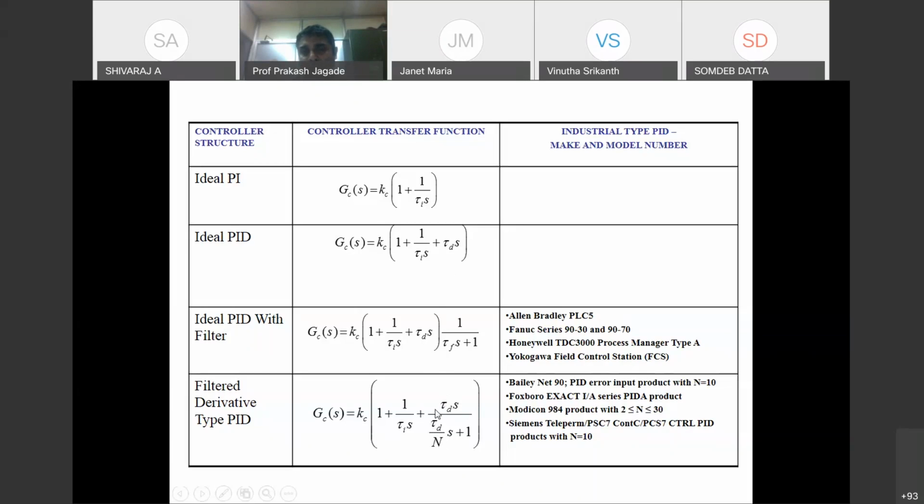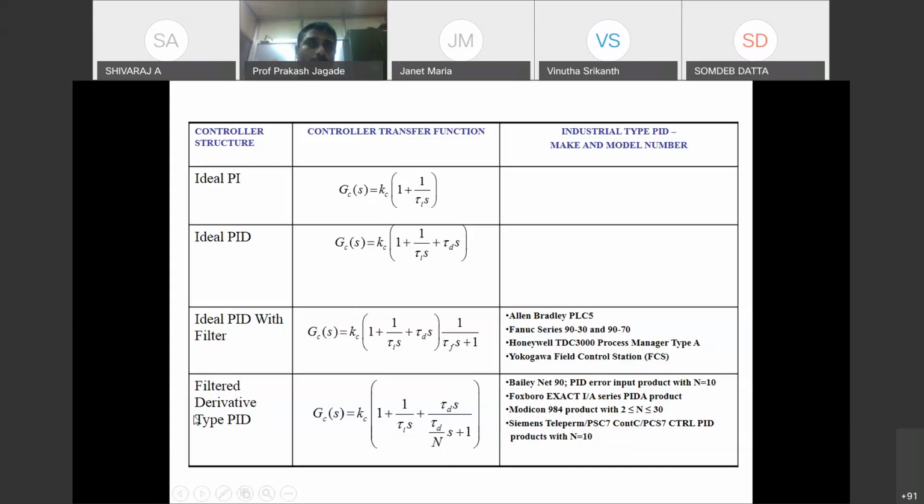As a result, this is nothing but a lag lead filter or an approximate differentiator, not an ideal differentiator. In ideal PID, we are using a pure differentiator, or an ideal differentiator, which is not physically realizable, whereas here tau d s by (tau d by n) s plus 1 can be viewed as an approximate differentiator or a practical differentiator. So with the help of this suitable modification, ideal PID, which is not a physically realizable transfer function, has been converted into a physically realizable transfer function. So that is called filtered derivative type PID.